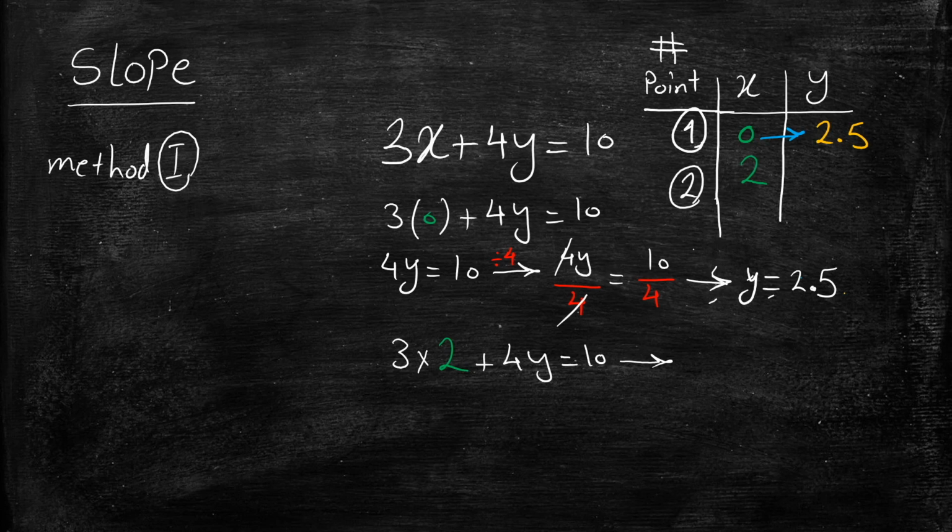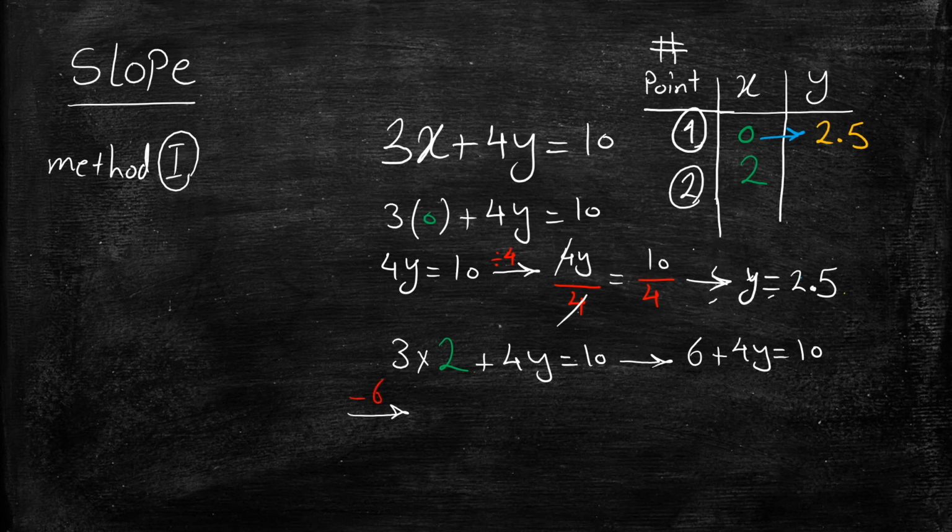3 times 2, I'm just going to simplify this. 3 times 2 is 6. So 6 plus 4y equals 10. Now let's step by step isolate y so we can see the value of y. Let's subtract 6 from both sides.